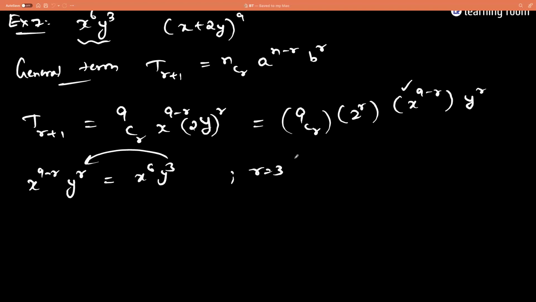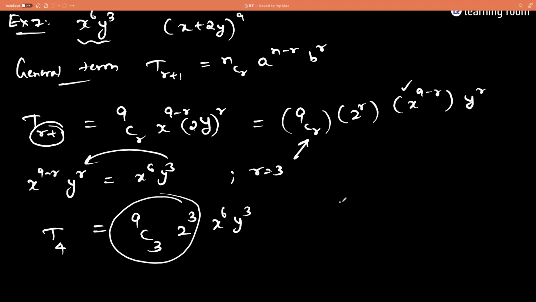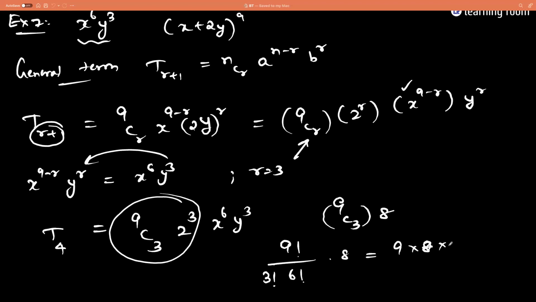So when you take r equal to 3 and substitute it here, the fourth term will be equal to 9C3 into 2 power 3 into x power 6 y power 3. But they asked only for the coefficient. So the coefficient is 9C3 into 2 power 3, which is 8. So 8 into 9C3. This you can write as 9 factorial divided by 3 factorial into 6 factorial, into 8. So 9 factorial you can write as 9 into 8 into 7 into 6 factorial, divided by 3 factorial, which is 3 into 2, into 6 factorial, as it is, left into 8.